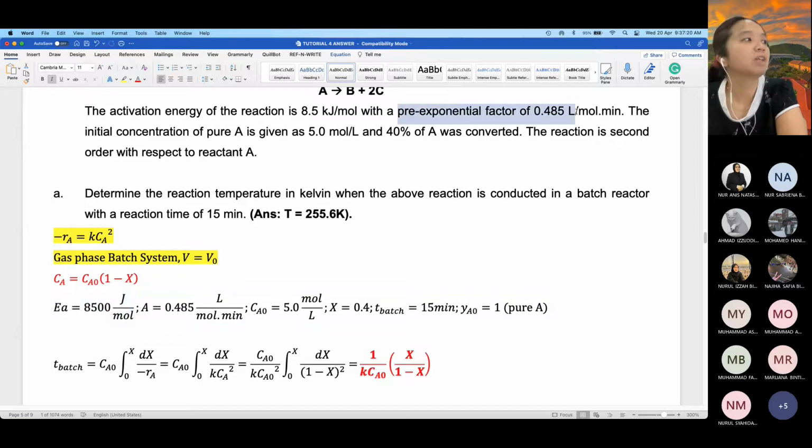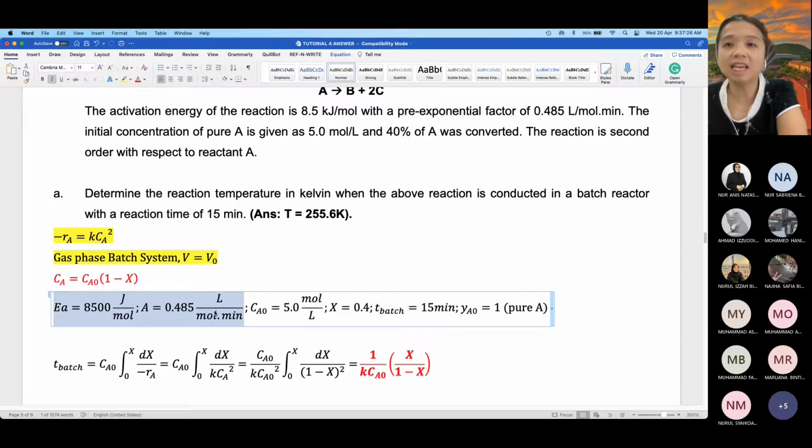Next, the pre-exponential factor is your A. Okay, you have learned A. So A is 0.485. So whenever you see EA and A, it's definitely to be applied and used in the Arrhenius equation. However, in what capacity, we don't know yet. Okay, we know mesti kena guna dalam Arrhenius, tapi untuk cari apa, we don't know yet. Right, so we just leave it as it is.